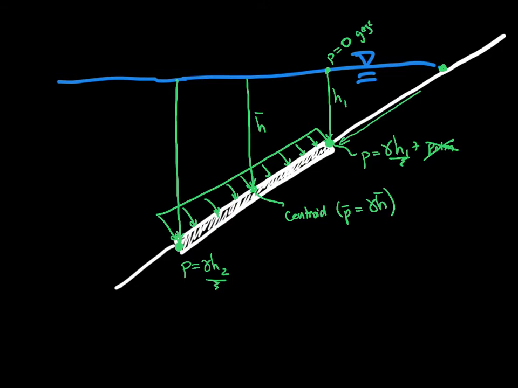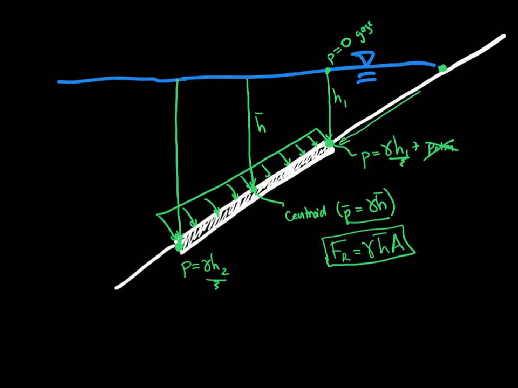Now, if I take the pressure at the centroid, so this is the average pressure over the whole gate, and I multiply it by the area, I'll get the total force, the magnitude of the force. Now, that's cool. Then there's the next bit.